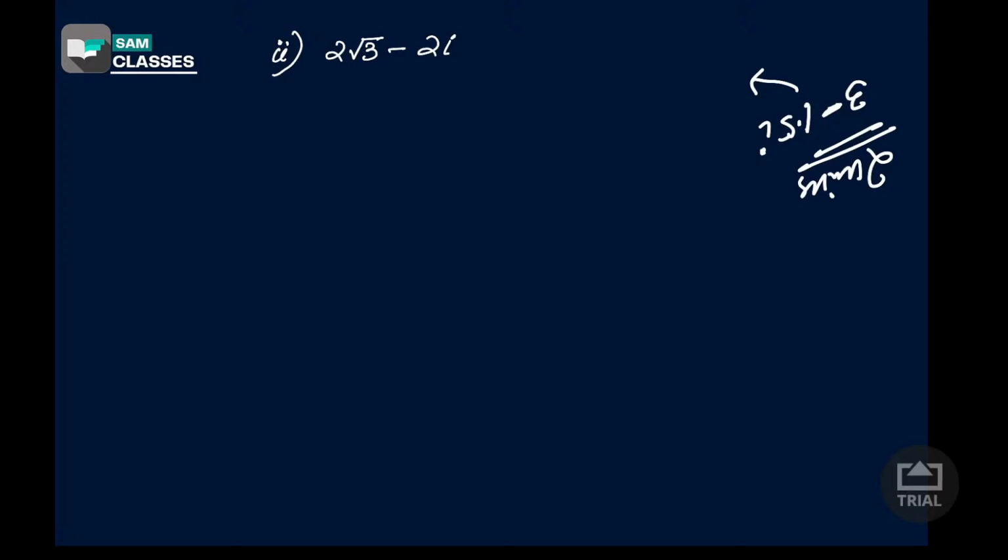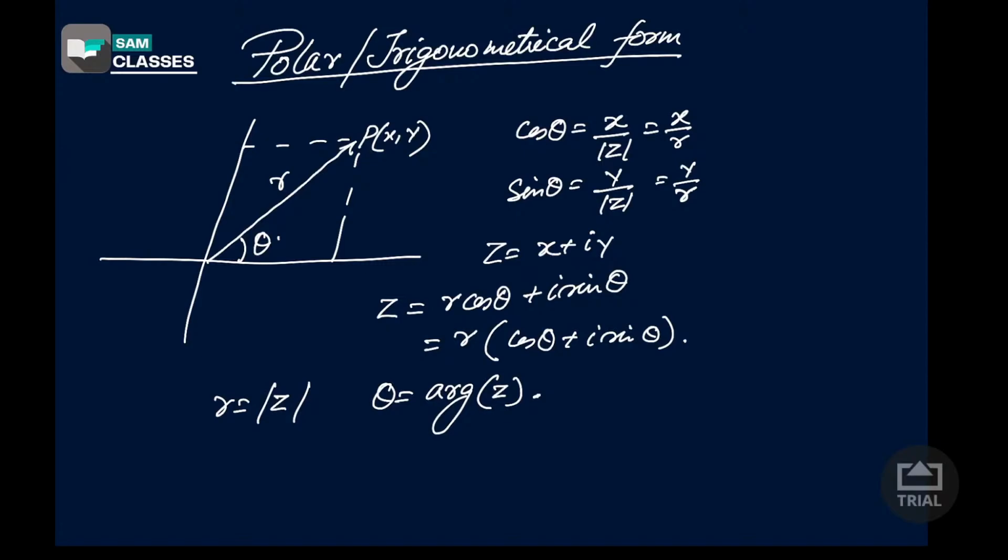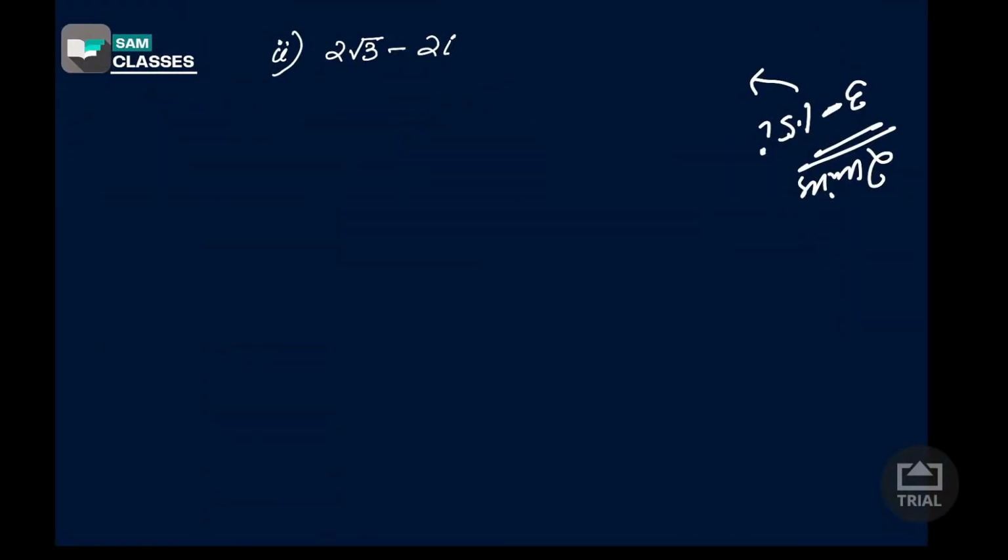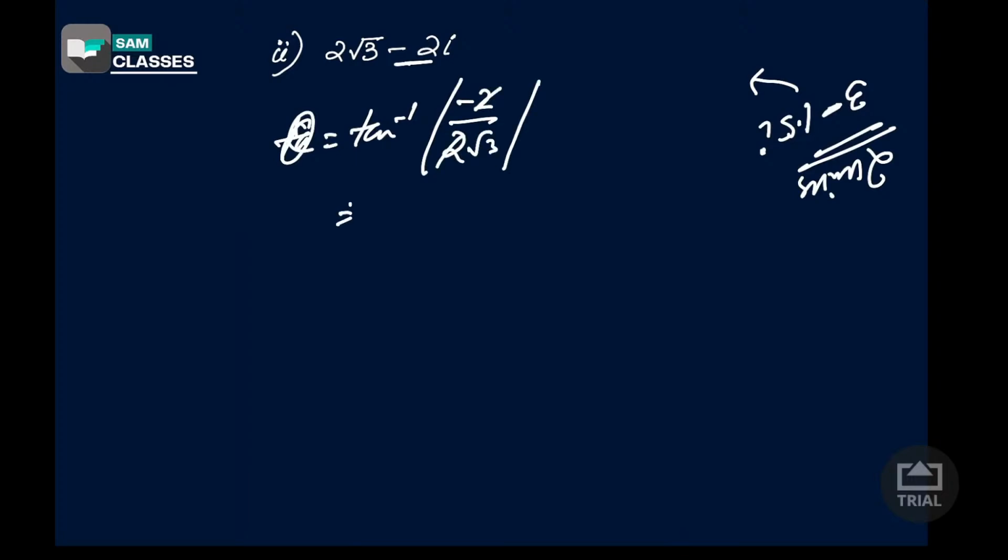So what are the answers you got? Pi by 3, minus pi by 3, pi by 6. Okay, let's see it first. The first one, it will be what? Theta is equal to tan inverse mod of y by x. Y is this one. So minus 2 by 2 root 3, so that is equal to what? 1 by root 3. So 1 by root 3, when we get 60 degree.